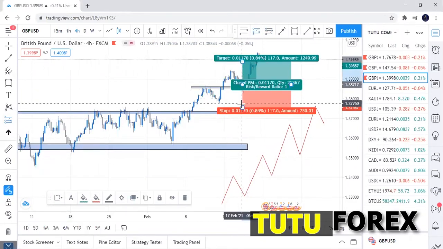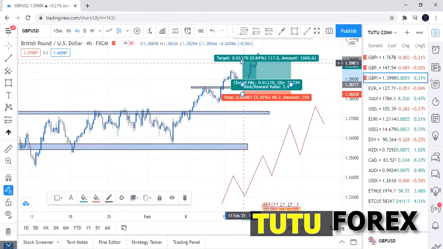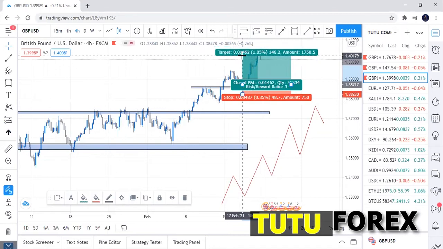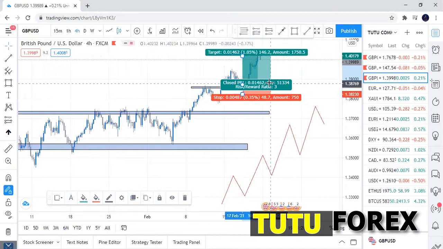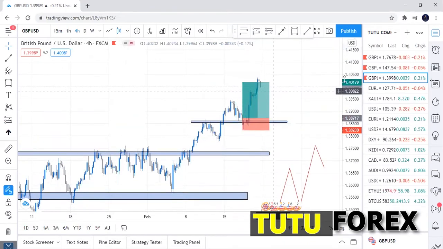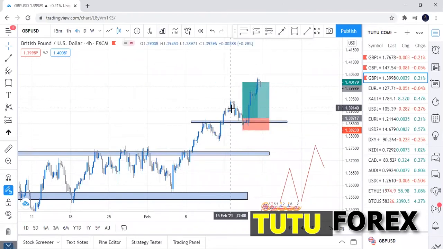You take your trade here, your stop loss will be below, then you target a 1 to 3 risk to reward ratio. You get it. Imagine you took this trade, you are in a whole lot of profit. You see, waiting for the right time for a trade matters a lot. You just want to see that clear breakout and retest.